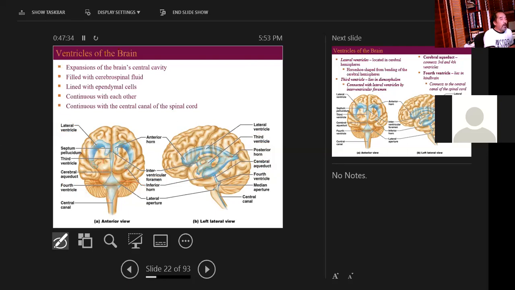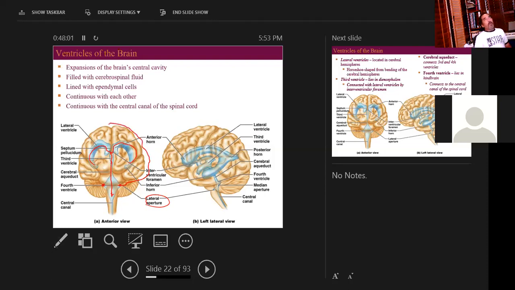So the ventricles have the fluid floating inside them. Fluid is going here, fluid is going here, and then meets up here. But there's also a hole to the side. That hole is called the lateral aperture. That's where it will go to the subarachnoid space around the brain.